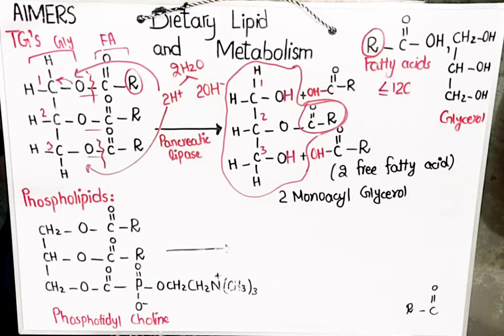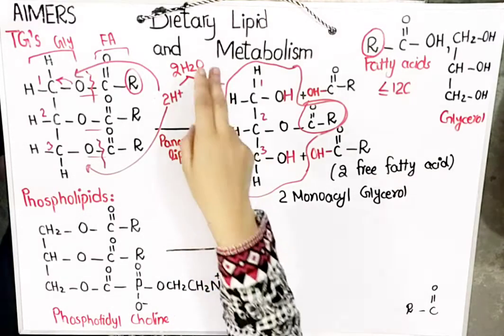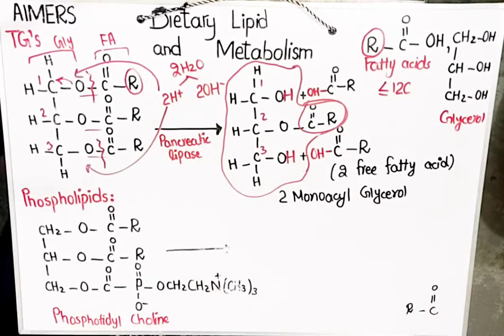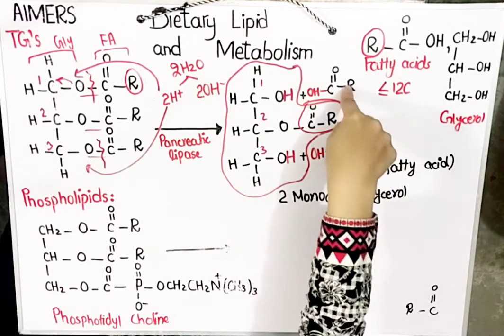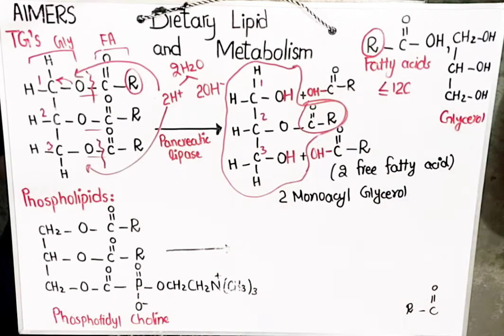So whenever the TGs are broken down, the TGs containing fatty acids with greater than 12 carbon atoms will be acted upon by pancreatic lipase in the presence of water and they will yield two products. One is 2 monoacyl glycerol and the second is 2 free fatty acids. 2 free fatty acids will be released. I hope this is very clear to you.